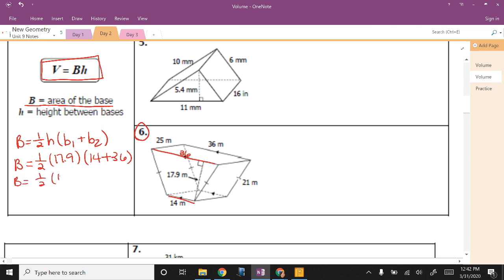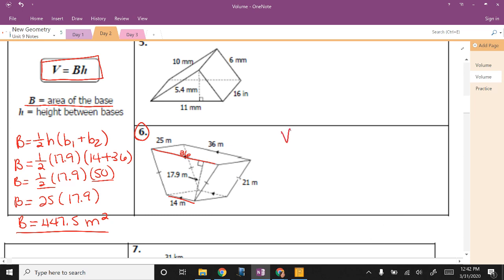So 1/2 of 17.9 times 50. Well, I'm going to go ahead and do 1/2 of 50 is 25. So 25 times 17.9. Just less calculator punching that way. So I'm getting the area of that trapezoid is 447.5 square meters. So that's my big B.